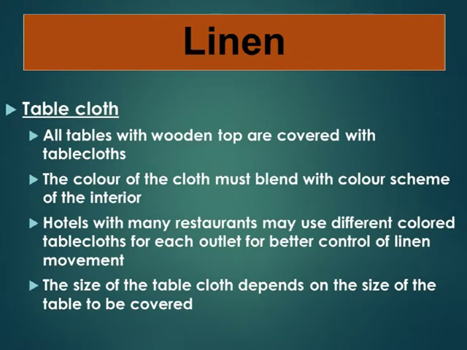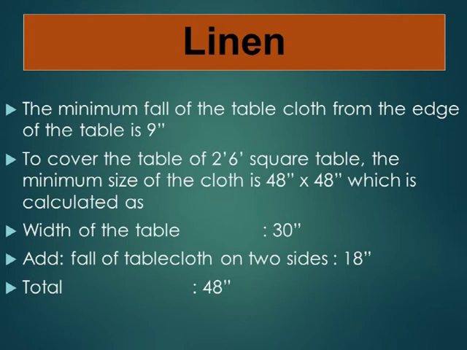The color of the cloth must blend with the color scheme of the interior. Hotels with many restaurants may use different colored tablecloths for each outlet for better control of linen movement. The size of the tablecloth depends on the size of the table to be covered. The minimum fall of the tablecloth from the edge of the table is 9 inches.